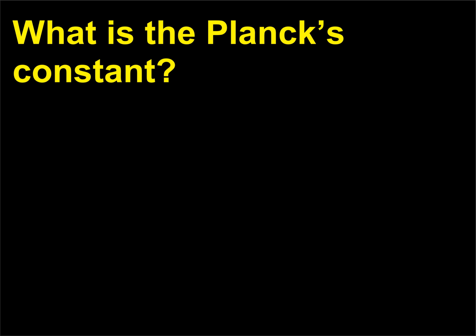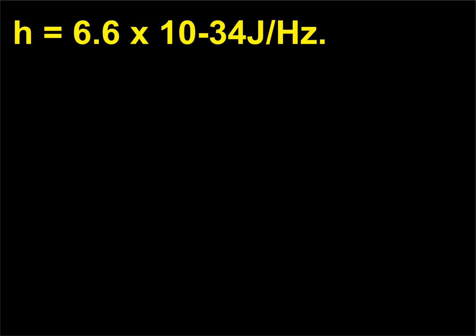What is Planck's constant? h equals 6.6 x 10^-34 J/Hz.